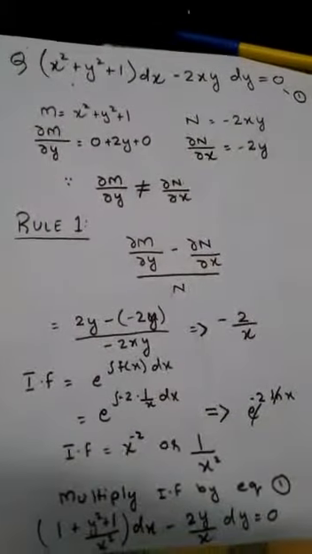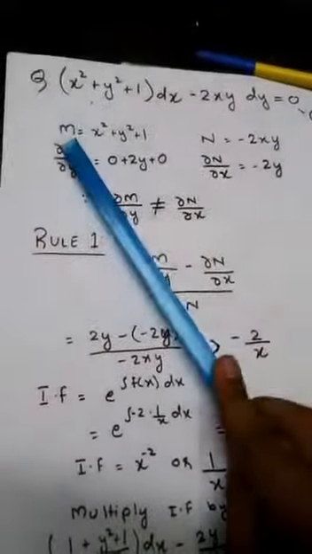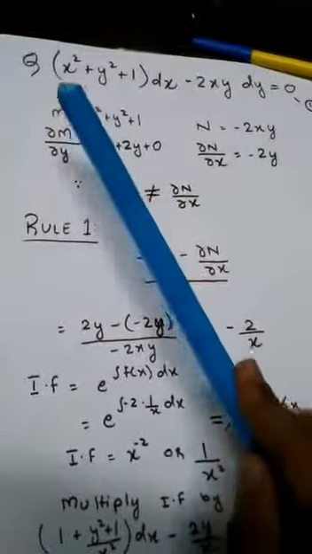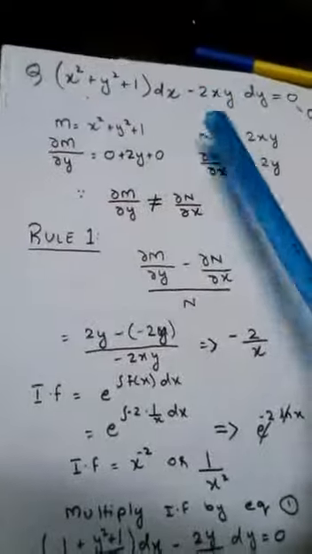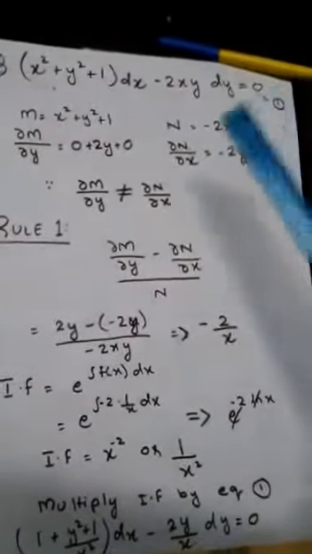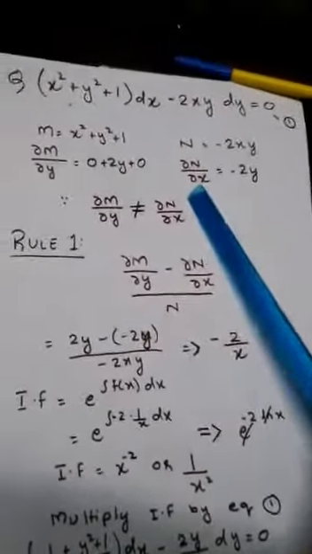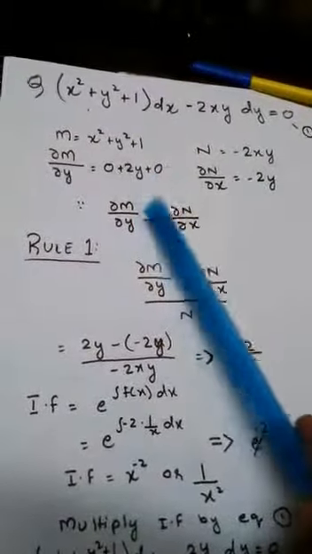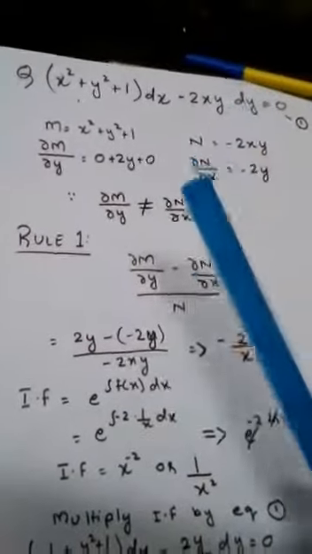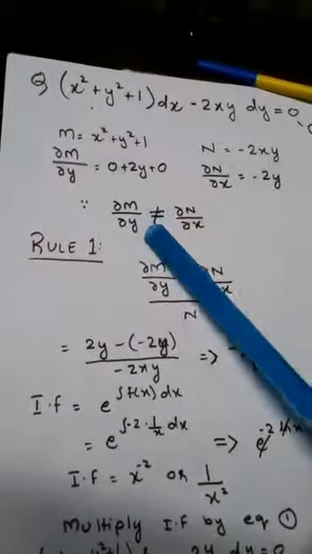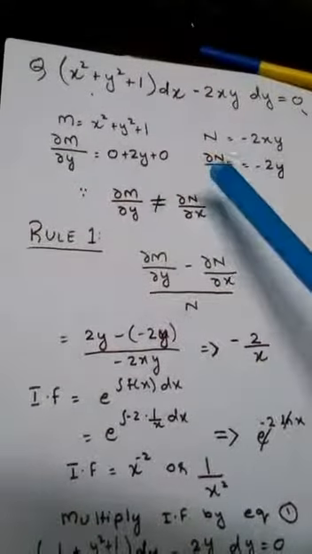In exact equations, we find M, the terms of dx, and we partially differentiate it with respect to y, and we find N, the terms of dy, and we partially differentiate it with respect to x. And in exact equations, ∂M/∂y is equal to ∂N/∂x. But there come some equations in which ∂M/∂y is not equal to ∂N/∂x.